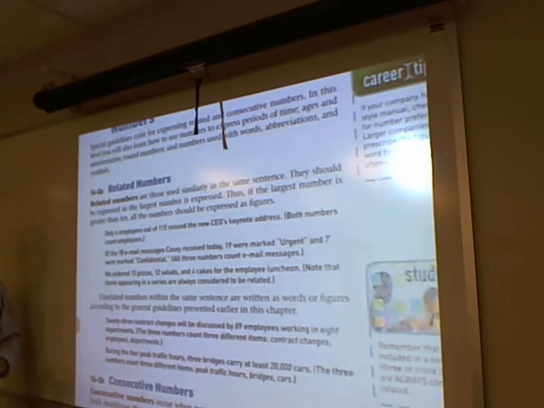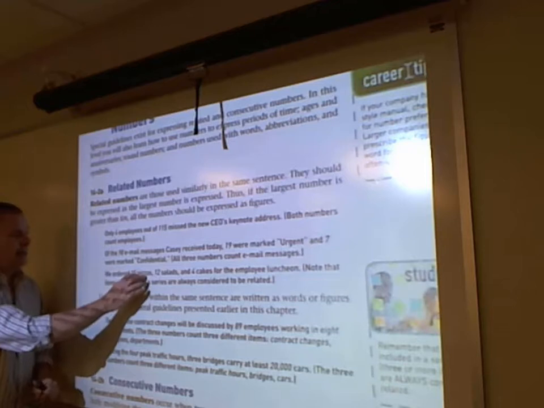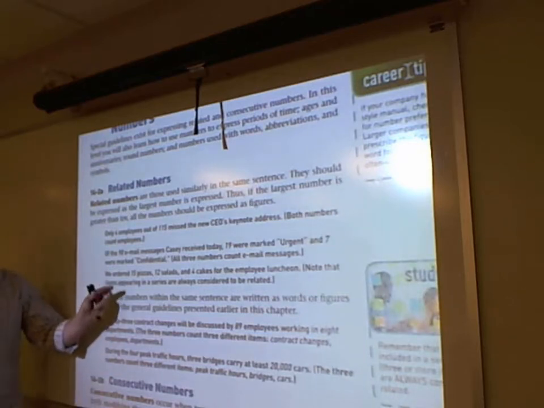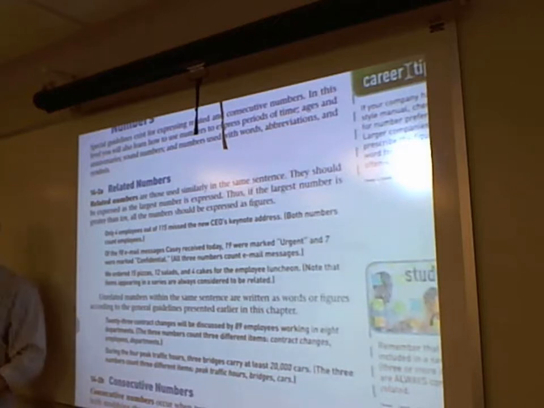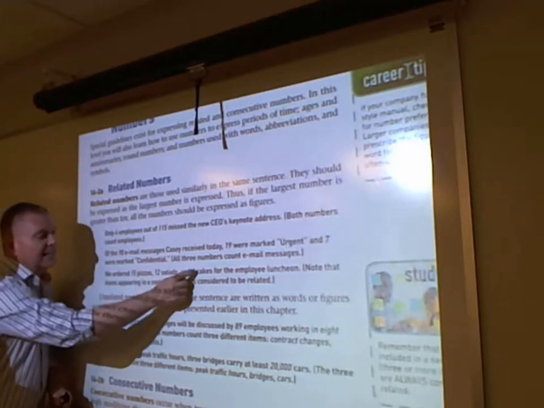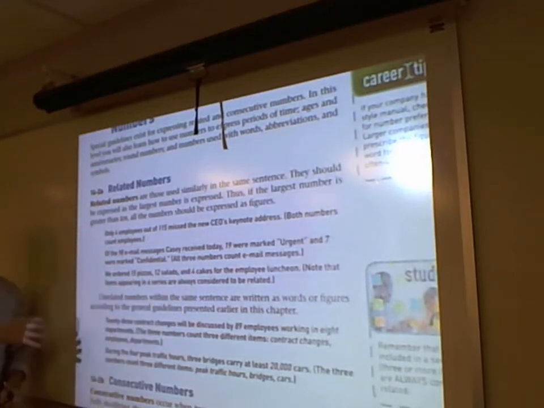Okay, here's items: pizzas, salads, and cakes. And 4 is clearly a number that's 1 to 10 and should be spelled out as a word. But since they're talking about the order, everything's appearing in a series. Anything that's in a series is always considered to be related to each other. So 15 pizzas, 12 salads, and then make 4 a figure to keep those items in a series consistent. Unrelated numbers within the same sentence are written as words or figures according to the general guidelines presented earlier.